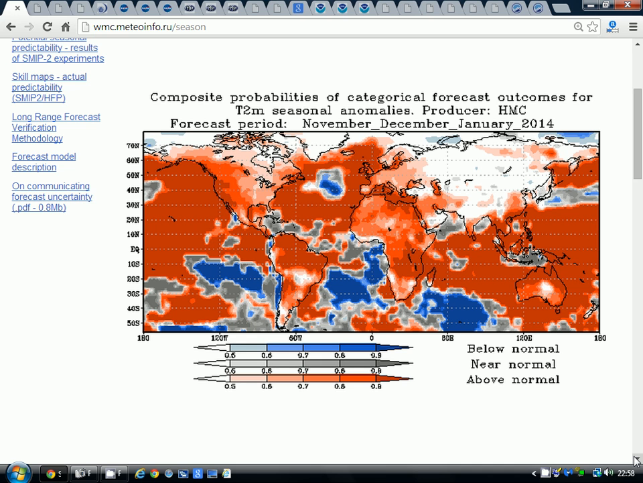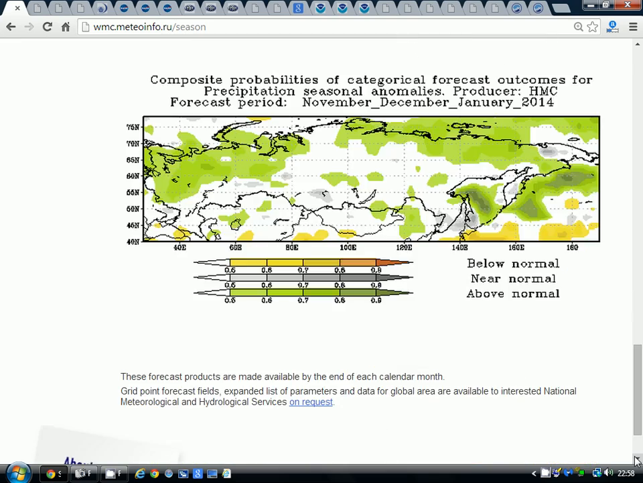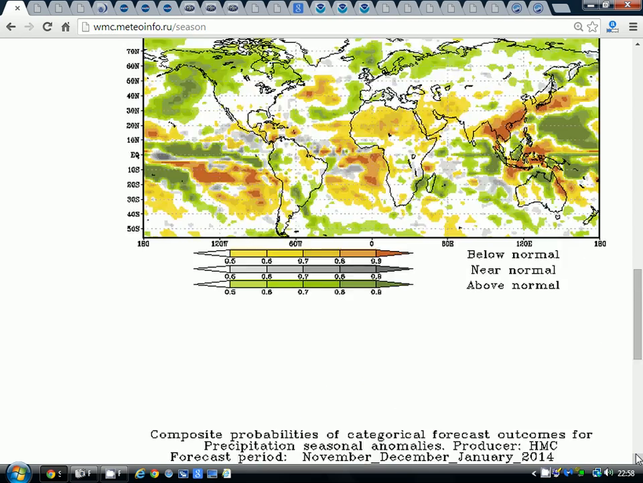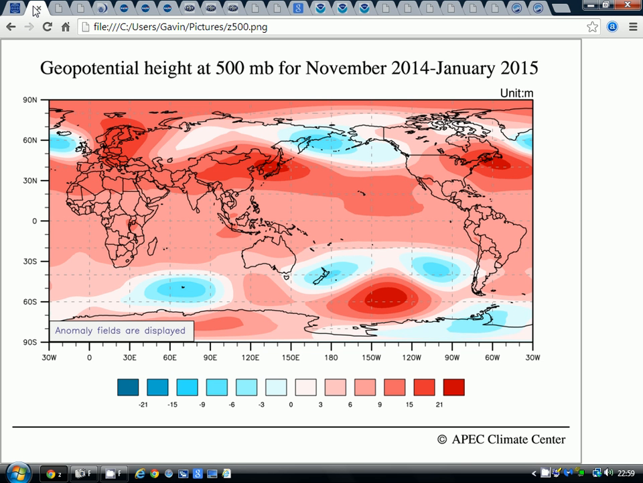Let's have a look at the precipitation anomaly, the rainfall anomaly, and go down. Here we can see that we've got those white to green colours, so the probability is for above normal rainfall for the November to January period. So warm and wet basically sums it up for the coming 3-monthly period. We'll be seeing a lot more of the Russian model, I promise you, over the next few months.